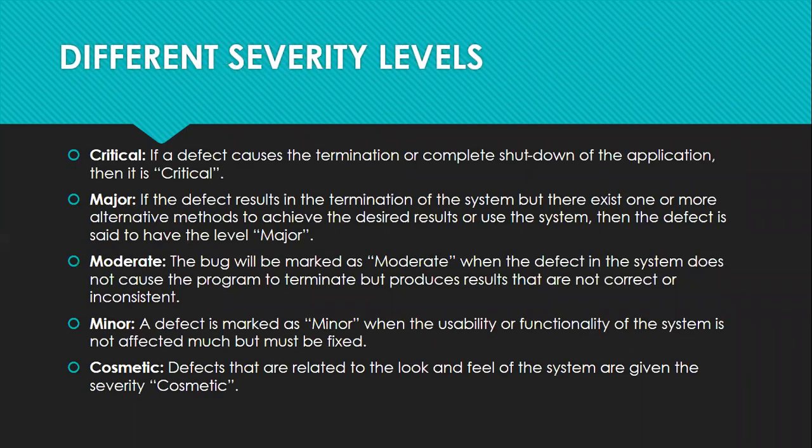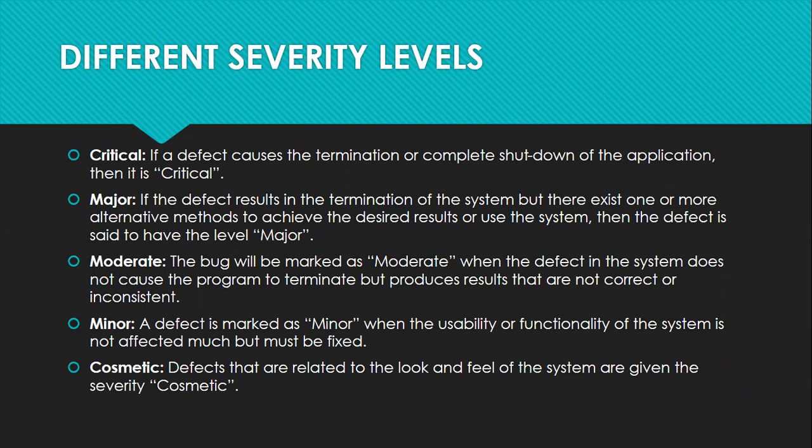Now what are the different severity levels? We can see there are 5 severity levels. A defect can be critical, major, moderate, minor, or a cosmetic defect. These are the severity levels of the defects, of the bugs that are logged by the software tester.